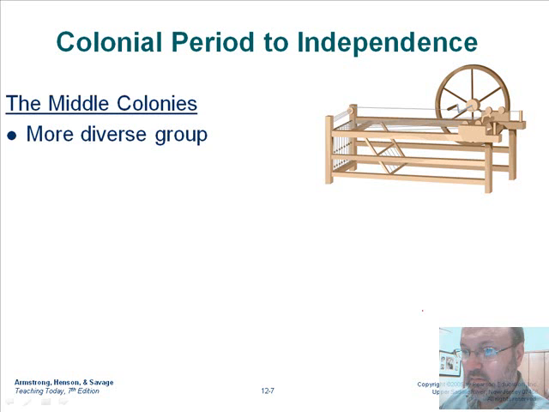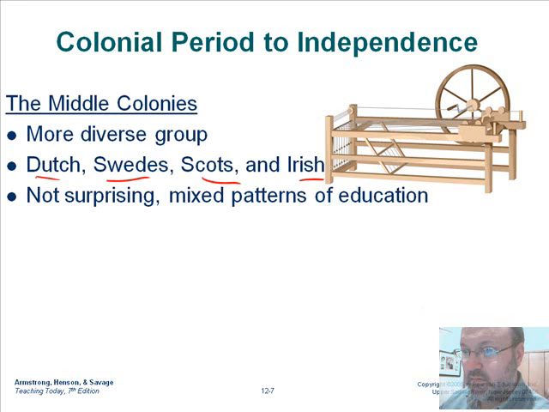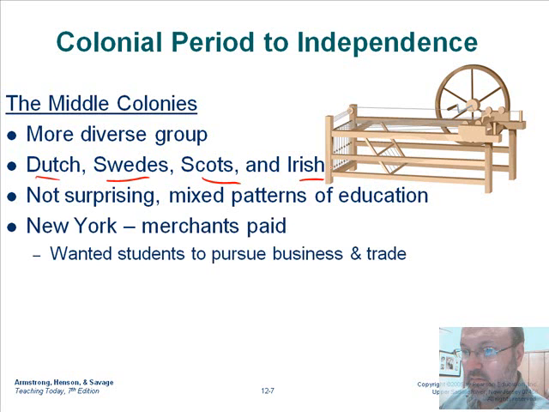So we go to the middle colonies. The middle colonies were completely different. They had a whole different thing. They're a lot more diverse, with a lot more countries represented in the middle colonies: Dutch, Swedes, Scots, Irish. And because of that, everybody brought their traditions and their ideas of what school should look like. It was kind of mixed up.